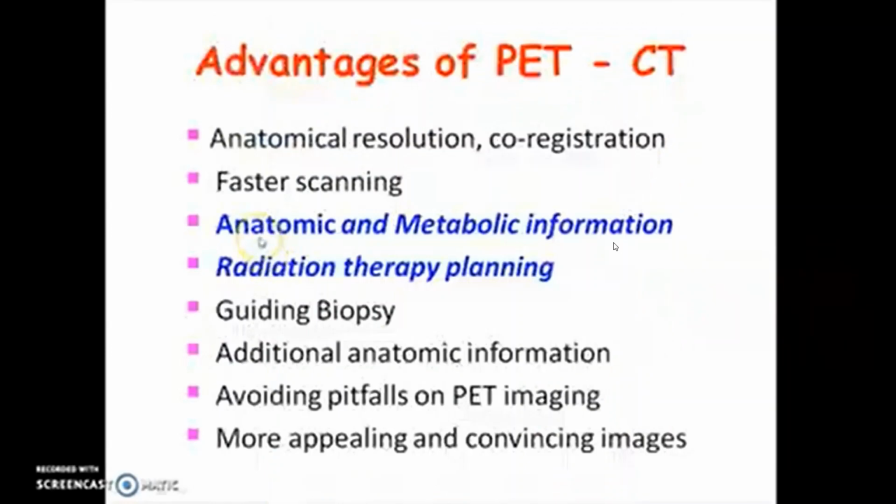What is the advantage of PET-CT? It gives better anatomical resolution, faster scanning, anatomy as well as metabolic information. Both we get from PET-CT. It's excellent for radiotherapy planning and guiding biopsy. It gives additional anatomical information, avoiding the pitfalls of PET imaging alone. More appealing and convincing imaging we get from fusion PET-CT.